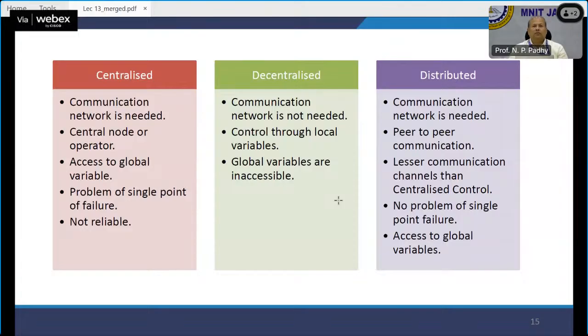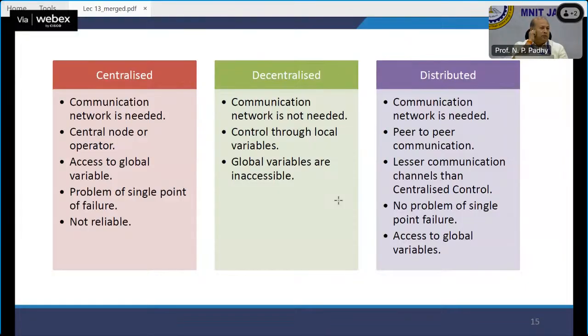So this is how the types are. In case of centralized, distributed, or decentralized: in case of centralized, a communication network is needed, with a central node or operator, access to global variables, and the problem of a single point of failure, so it is not reliable, okay? In decentralized, a communication network is not at all required. Control is through local variables and global variables are inaccessible.